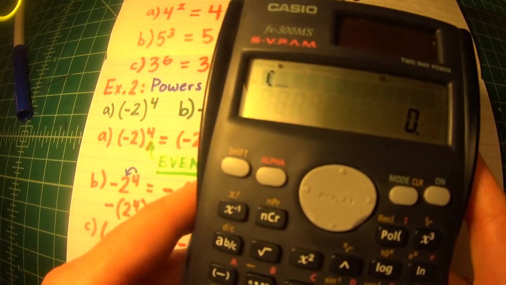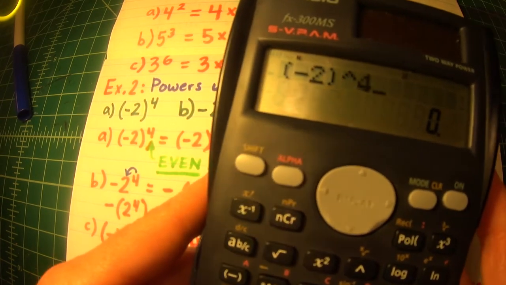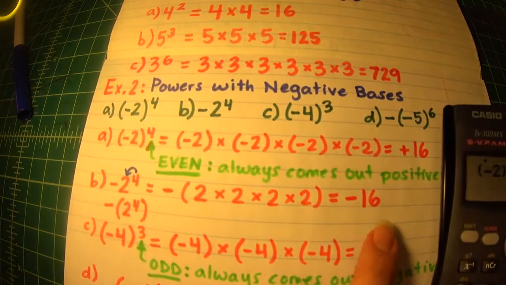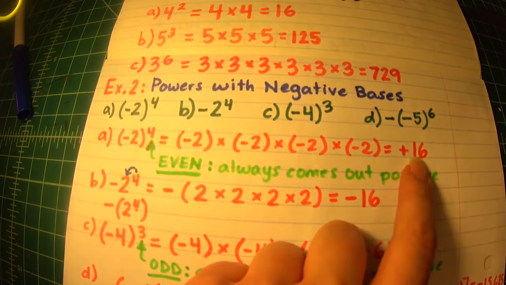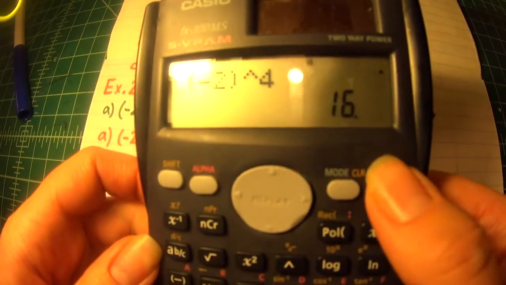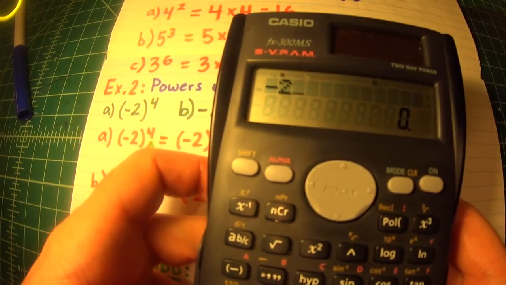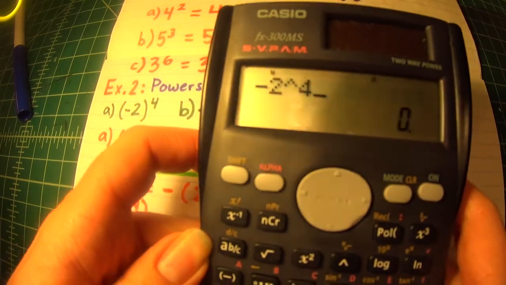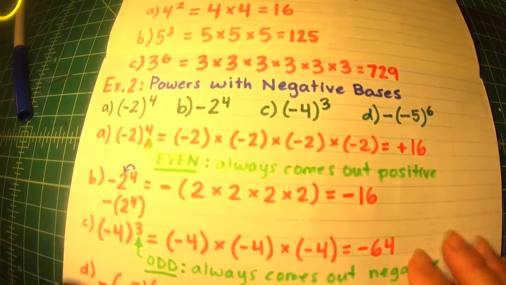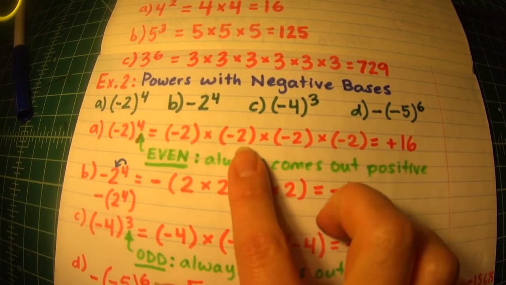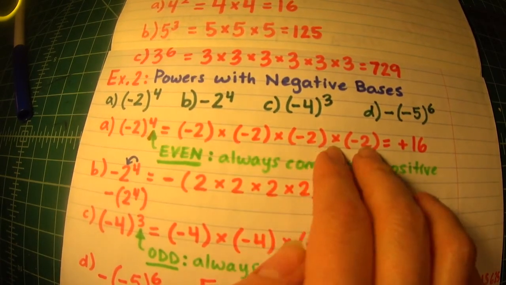So I go bracket, -2, and bracket, all raised up to the exponent 4, equals, and you'll see I get the same answer. See, +16 right there, +16 right there. Whereas let's say I was trying to get that and I didn't bother putting the brackets, I just went, okay, -2, exponent 4, watch what happens. I end up with the wrong answer, because it wasn't a negative. It came out as a positive because I multiplied that -2 by itself an even number of times.